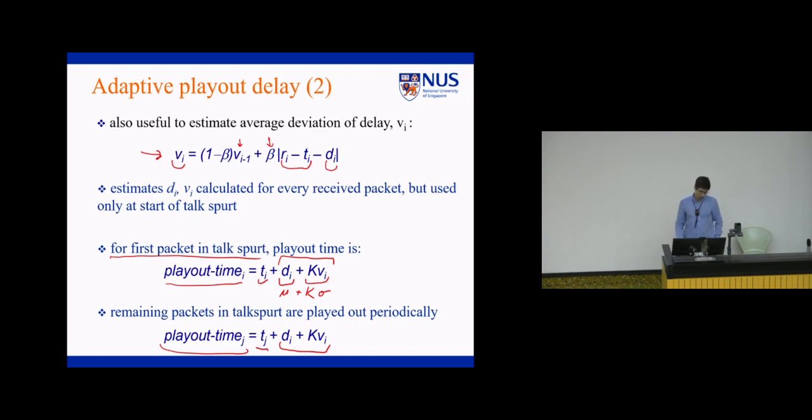So don't get too fixated on the formulas here. There can very well be other formulas. But this is just to show the general principle that we need to estimate the mean of the delay, how much delay we have on average, and how much that delay varies, so that we can choose a flexible playout time that can adapt to changes in the network conditions.